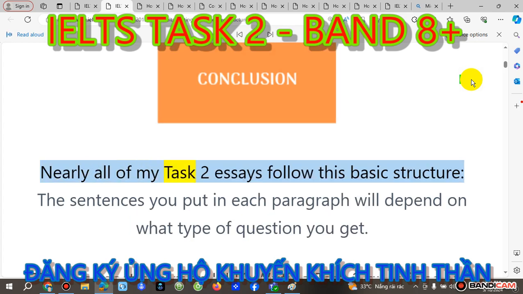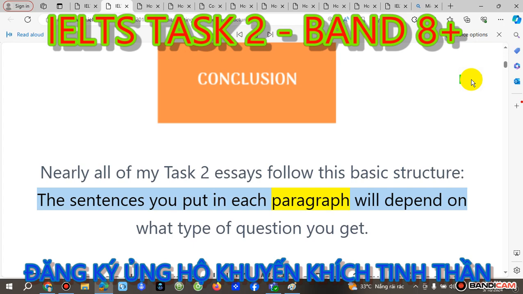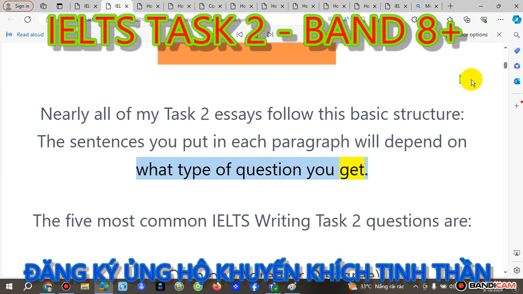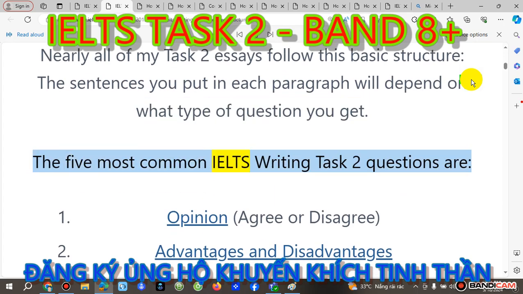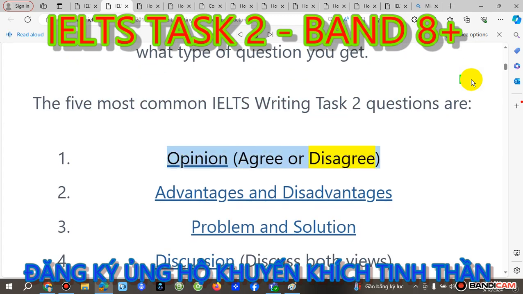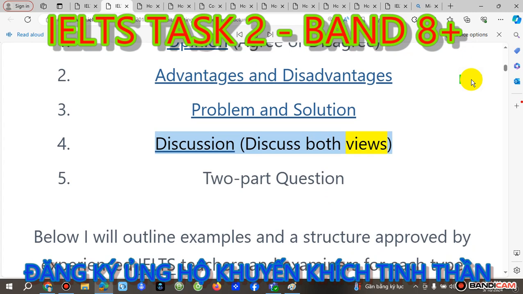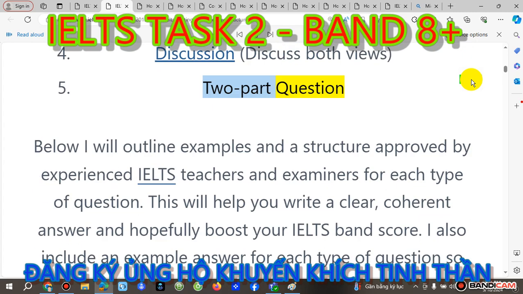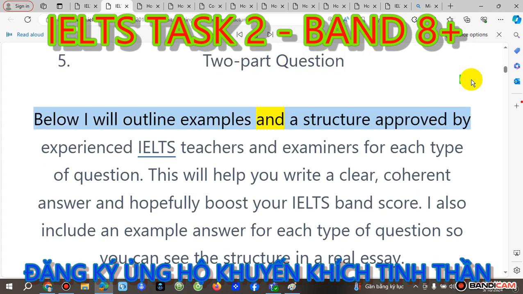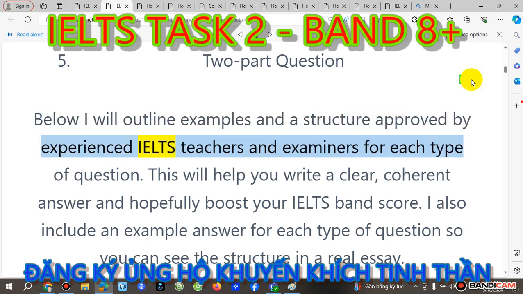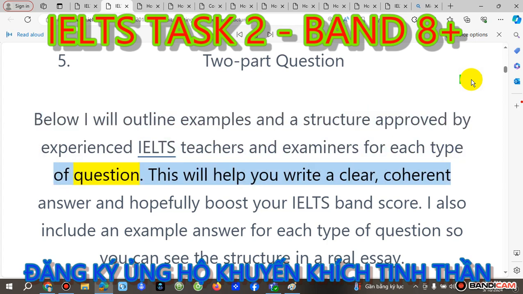Nearly all of my Task 2 essays follow this basic structure. The sentences you put in each paragraph will depend on what type of question you get. The 5 most common IELTS Writing Task 2 questions are: opinion, agree or disagree; advantages and disadvantages; problem and solution; discussion, discuss both views; two-part question. Below I will outline examples in a structure approved by experienced IELTS teachers and examiners for each type of question.